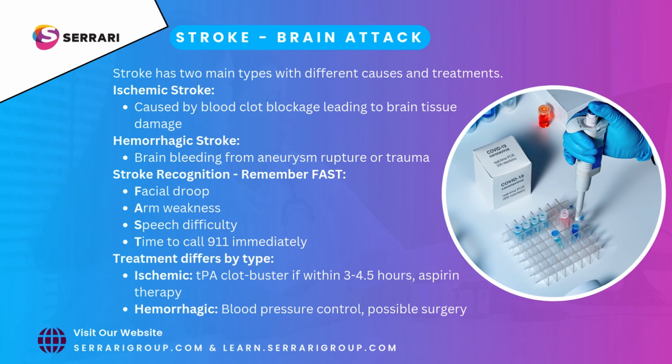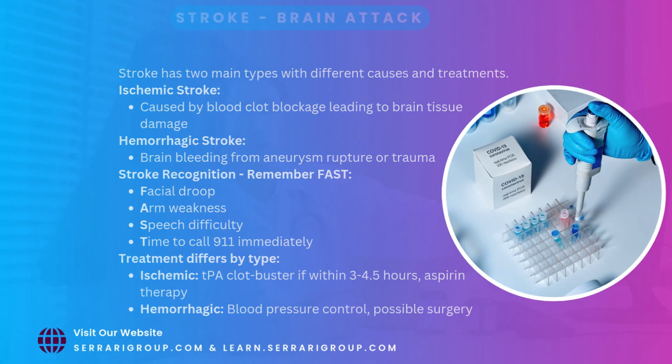Treatment differs by type. Ischemic: tPA clot buster within 3 to 4.5 hours, aspirin therapy. Hemorrhagic: blood pressure control, possible surgery.